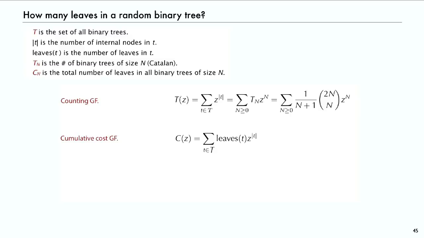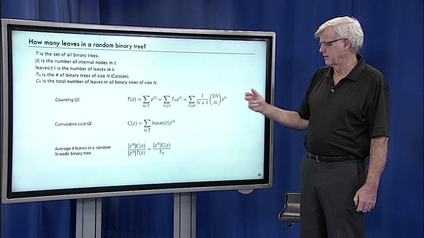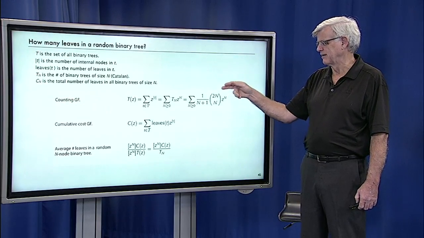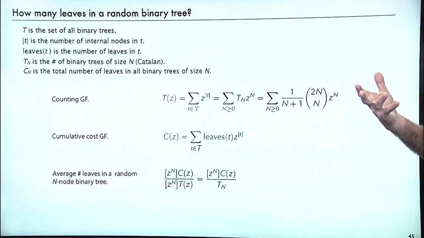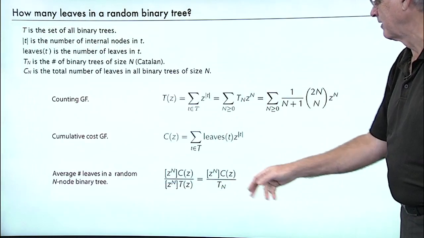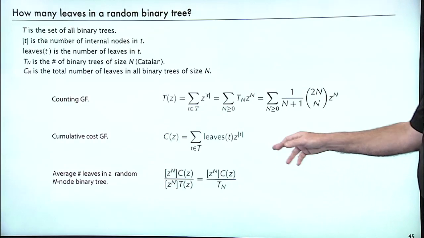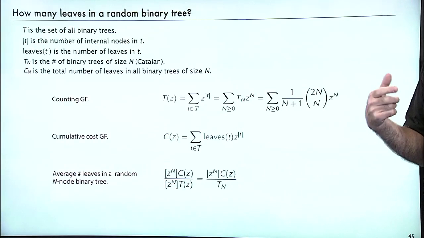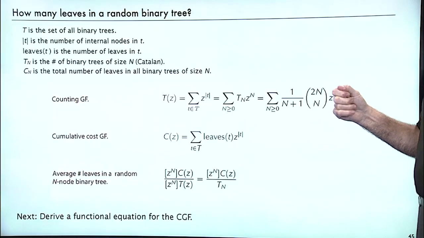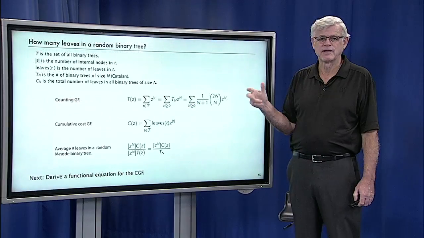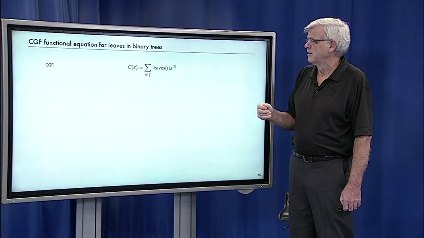that's C of Z equals the sum over all trees, number of leaves times Z to the size. And then the average number of leaves in a random n-node binary tree is just the ratio of the coefficients of those. We already know the coefficient for the number of trees, that's the Catalan number, so we're looking for a coefficient of Z to the n in C of Z. So that's the next thing we're going to do, is try to find that cumulated cost function.